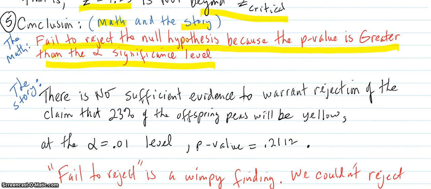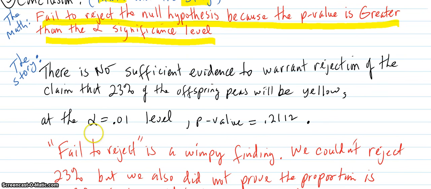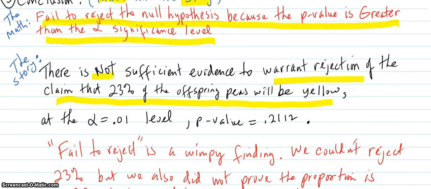significance level. In terms of the story, what you always have to do, you want to say there is not sufficient evidence to warrant rejection of the claim that 23% of the offspring peas will be yellow. So it's a fail to reject. And then you put at the alpha equals 0.01 level, and you put your p-value so that a reader reading the results can see how strong of a fail to reject or a reject it might have been, and what the alpha level you were testing it at was.